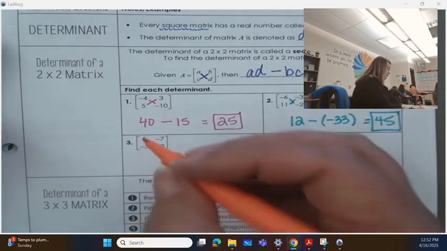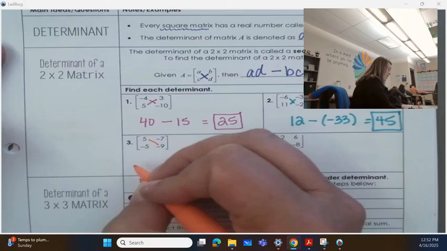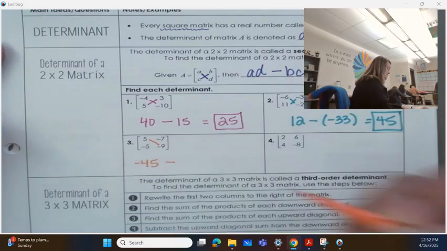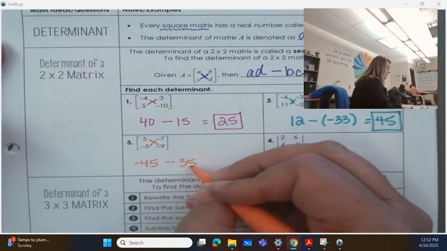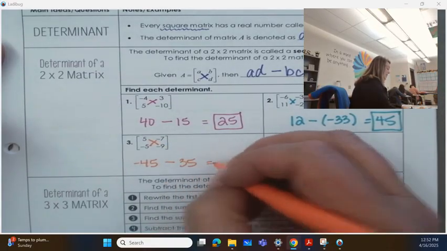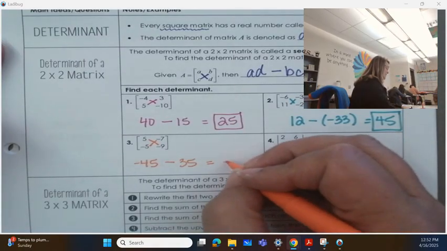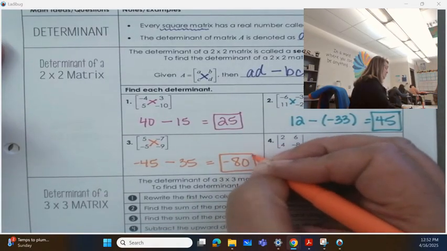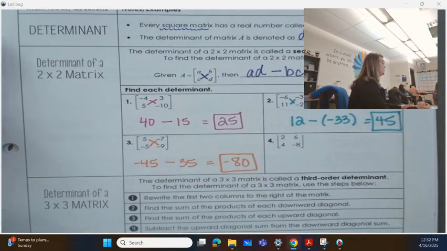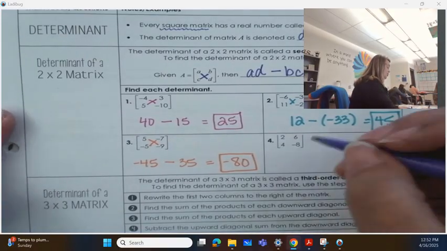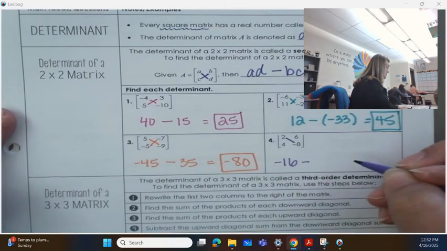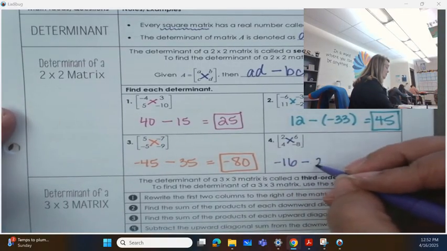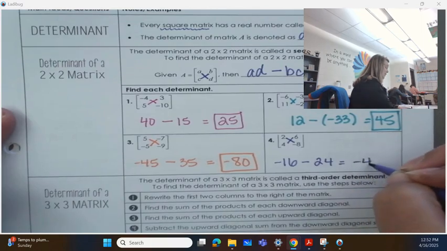Go the main diagonal first. So 5 times negative 9 is negative 45, minus negative 7 times negative 5, which is positive 35. So negative 45 minus 35 is negative 80. So that is the determinant associated with that 2 by 2 matrix. And then we'll go down the main diagonal first, always. Negative 16 minus 24 is negative 40.